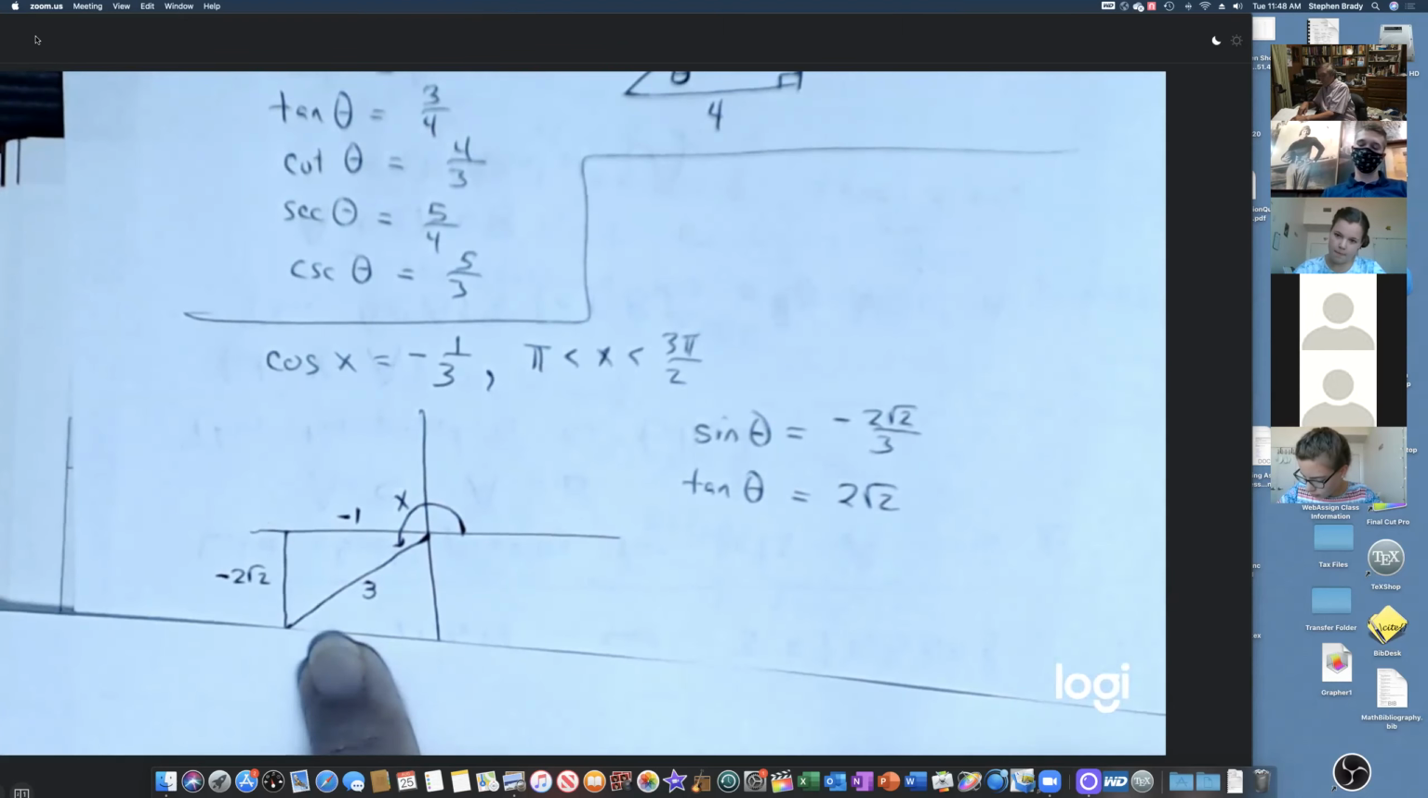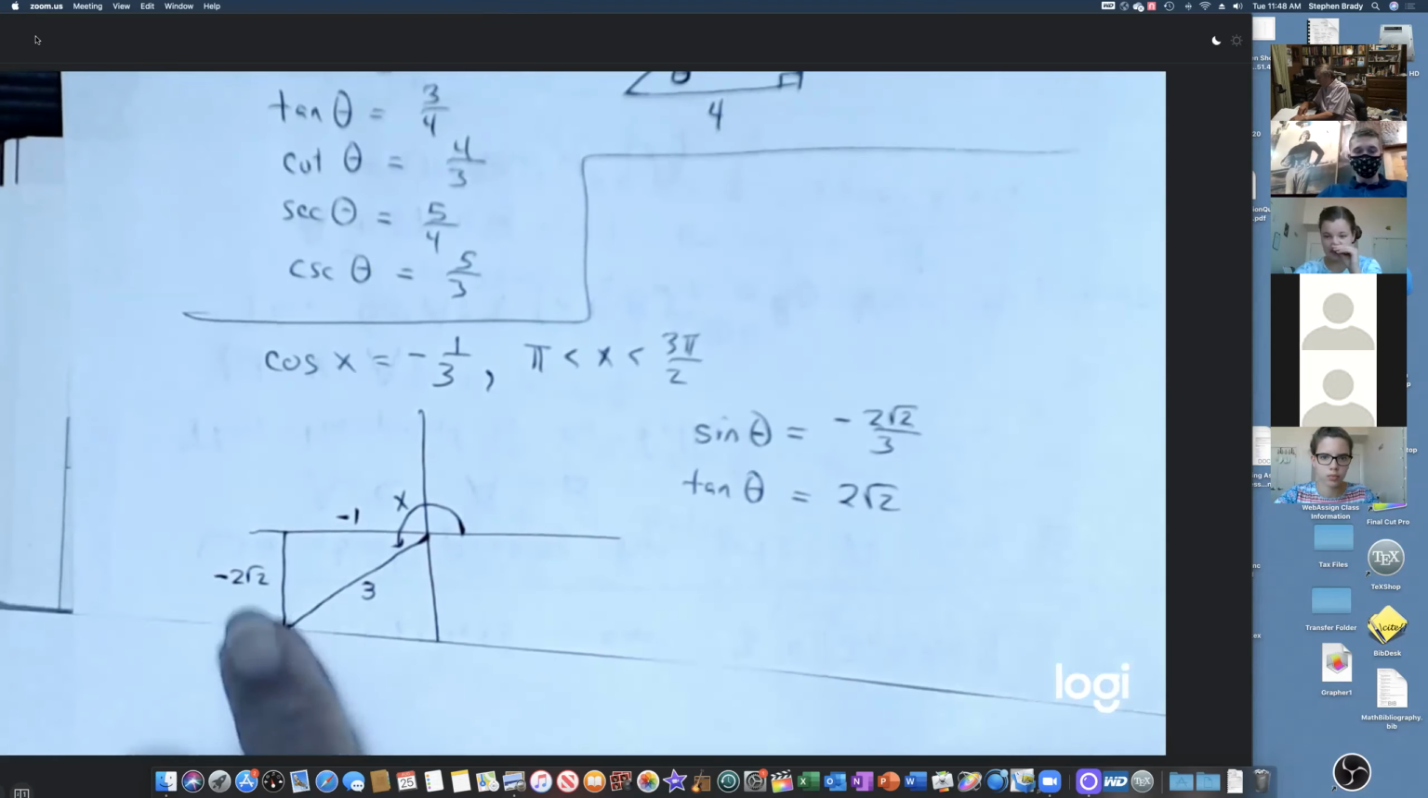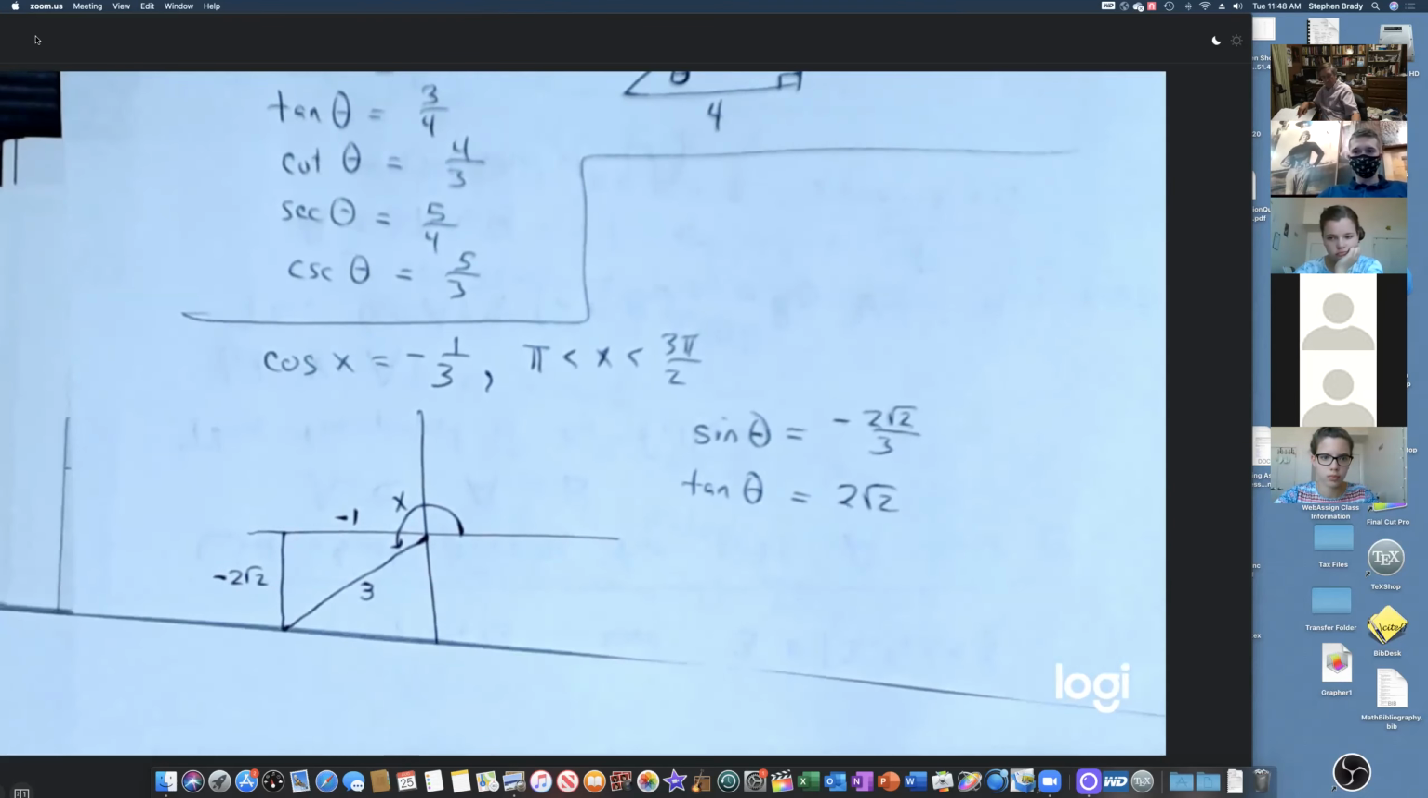Wait, so okay, I get where you got the -1 and 3, but where do you get the 2 square root 2? Because to get the Pythagorean theorem, it'd be 9 minus 1. Yeah, it would be 8, which is 4 times 2. The square root of 4 times 2 is the square root of 4 times the square root of 2, and that's 2 times square root of 2.